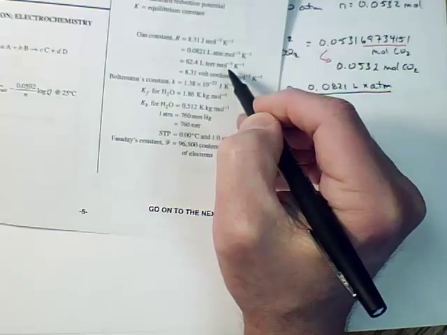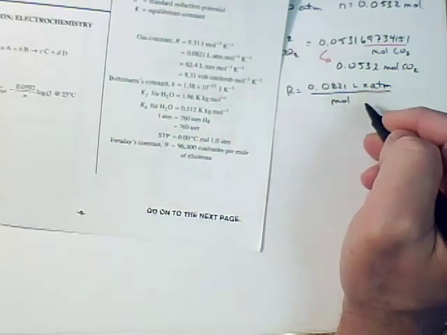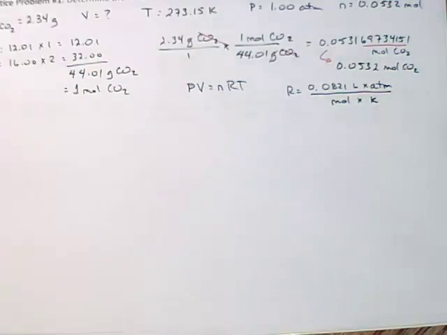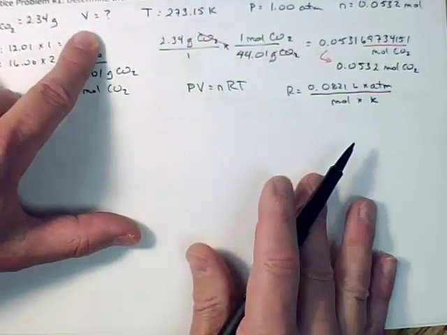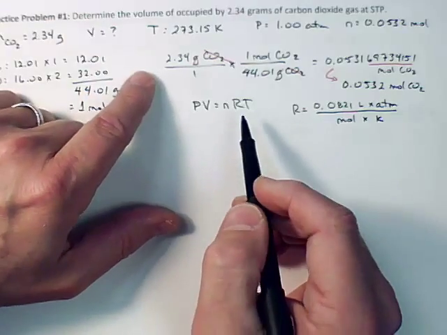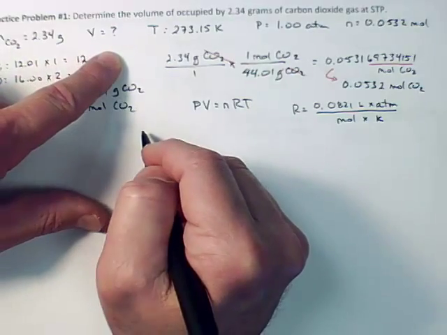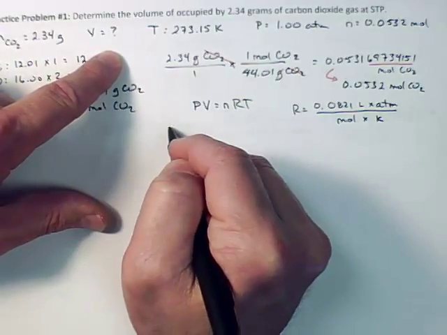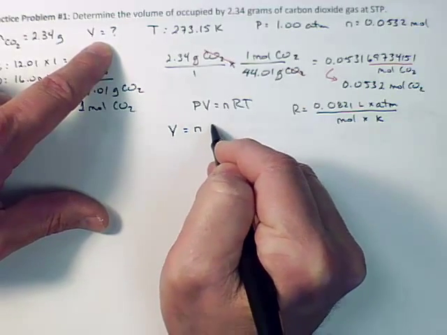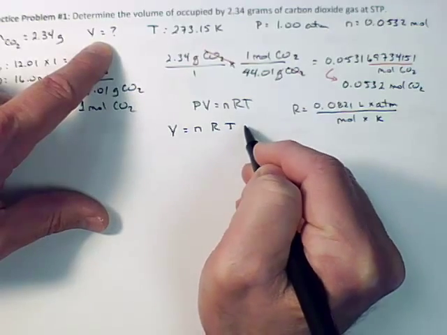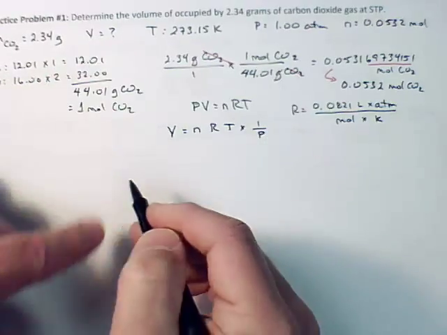And when I have moles -1 exponent, that means moles is on the bottom. When I have Kelvin -1 exponent, it means Kelvin's on the bottom. And that's the version of R we're going to use. And we're trying to find the volume, and you can plug in all the values you have and then rearrange everything to get the volume. Or we can rearrange the equation now for volume. So if I have this equation, I can set up so volume is equal to N times R times T times 1 over P.